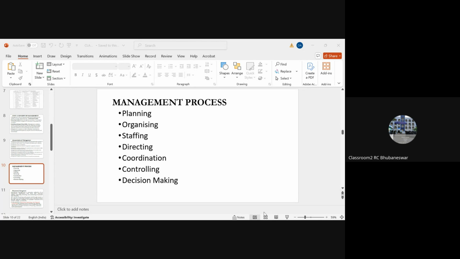Then directing. Direction, instruction will be given. Coordination is an important step of management. In the school system, there is a CRCC, there is a BRCC: Cluster Resource Center Coordinator, Block Resource Center Coordinator, District Resource Center Coordinator, State Resource Center Coordinator.